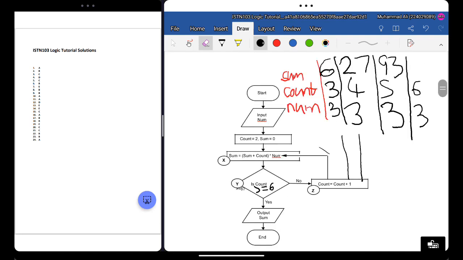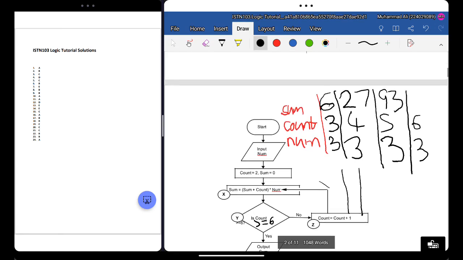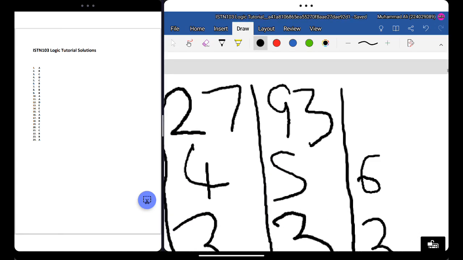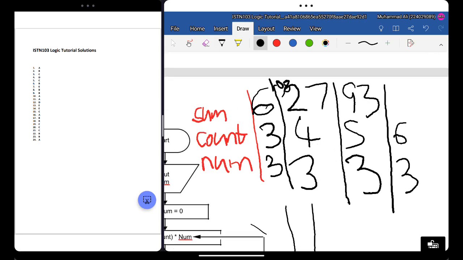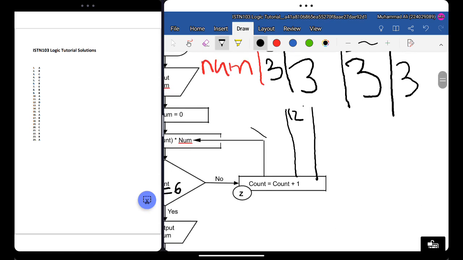Let's see. Sum plus count. Okay, I probably made a mistake there. 93 plus... Oh, no, sorry. It's supposed to be 108 because my 8 went away, isn't it? Yeah, my 8 went away. See, that's confusing me, man. What on earth is wrong with you? No, see, I'm irritated now. How did that 8 just go, man? 108 plus 6, that's 114. Times 3, that's 126. So my new sum is 126.